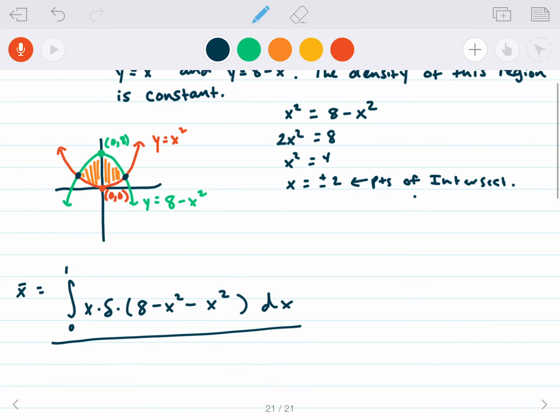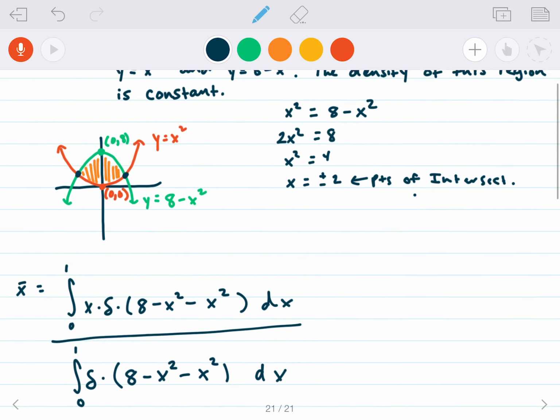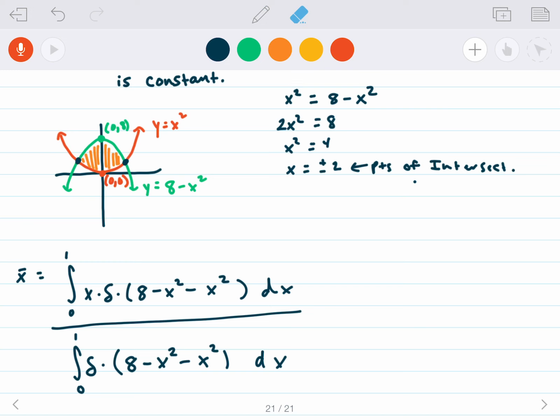mass. The mass, again, is just going to be the integral from 0 to 1 of the density times the area under the curve, so we're going from 8 minus x squared minus x squared dx. Very nice. Actually, I don't know why I put these integral bounds as 0 to 1. They should be negative 2 to 2. I'm tripping. Let's fix that. So negative 2 to 2.